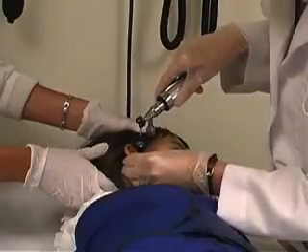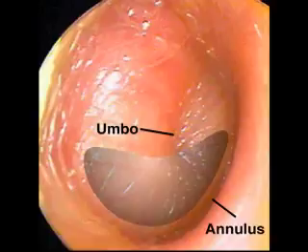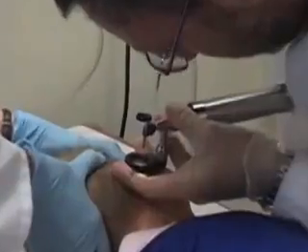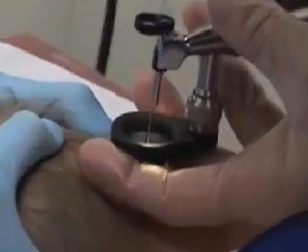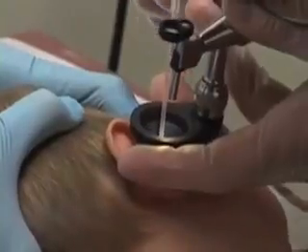Insert the otoscope into the external auditory canal using your dominant hand and visualize the umbo and the annulus. Once the instrument is in the proper position, use your non-dominant hand to hold the otoscope in place. Insert the needle attached to the tympanocentesis aspirator, which is in turn attached to the suction device. Penetrate the inferior part of the tympanic membrane with the needle. Use a second aspirator with flexible tubing to suction any remaining blood and pus from the canal.